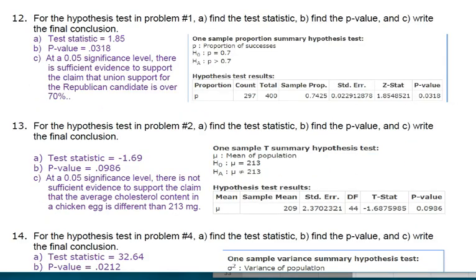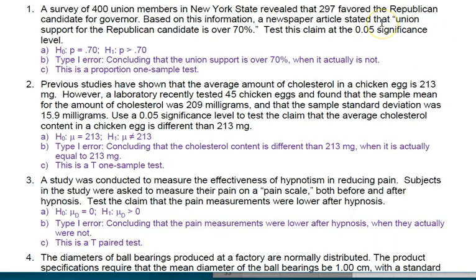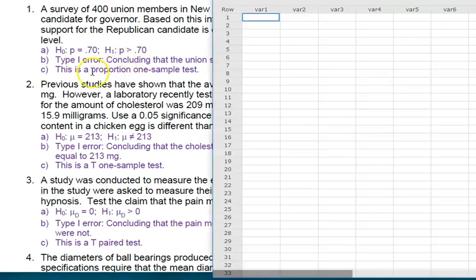For the next part of this, we're going to go back and do some of the hypothesis tests that were in the first 11 problems. First, we're going to go back to problem number 1. So we're going to take the data from this problem and actually run the hypothesis test in StatCrunch. For this one, we decided that this was a proportion one sample test.